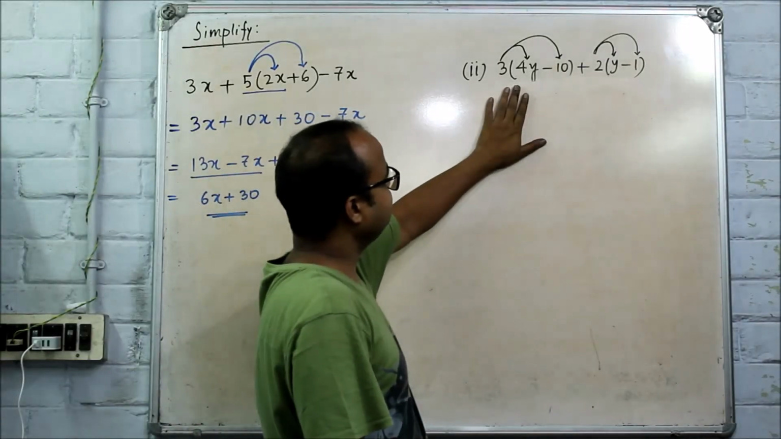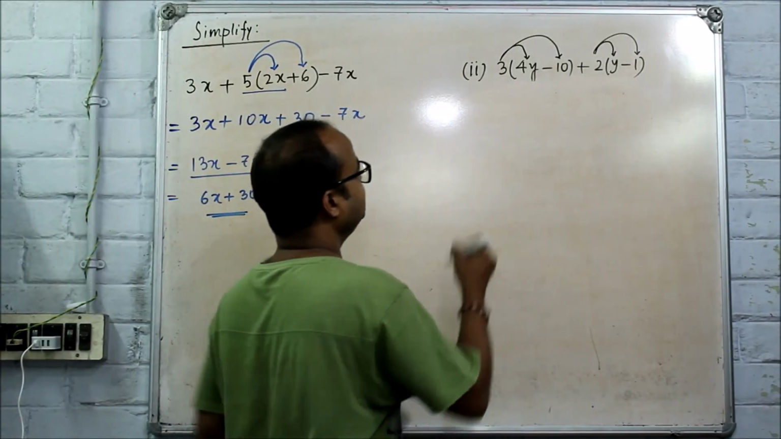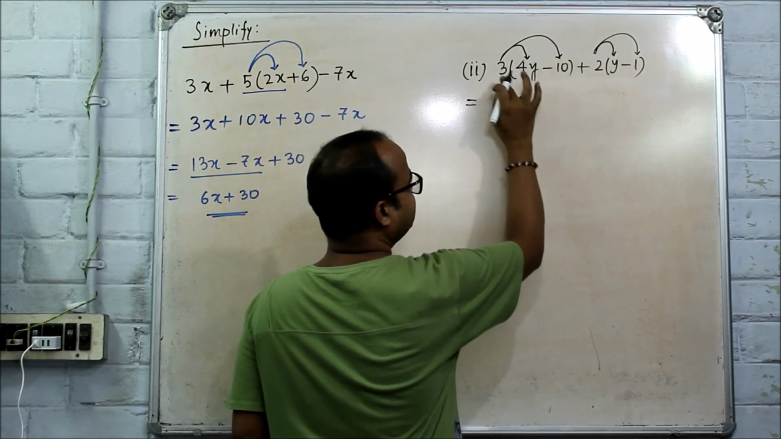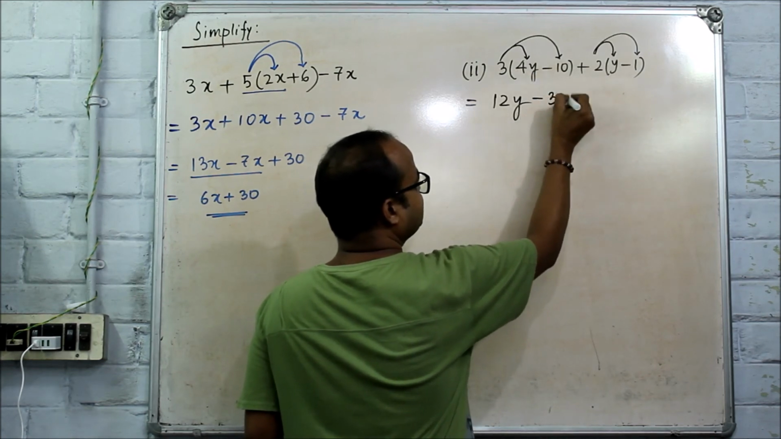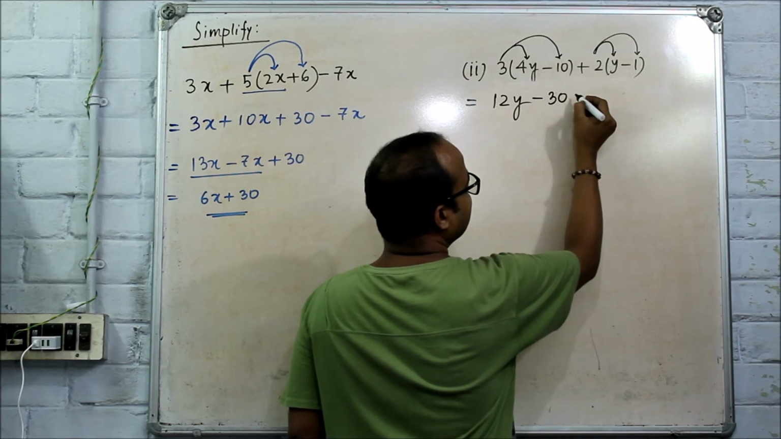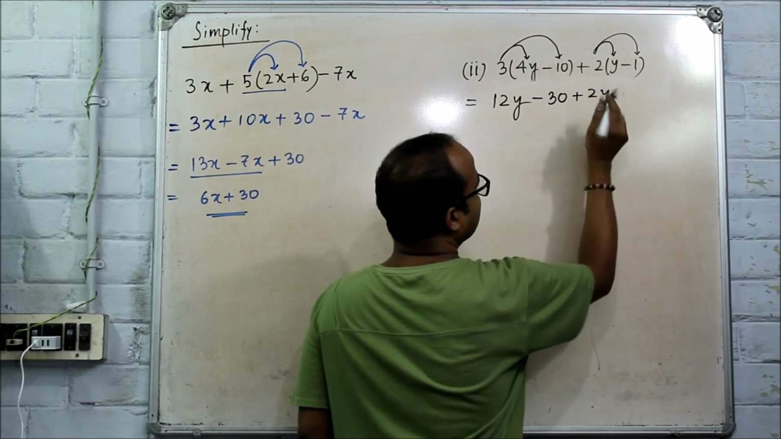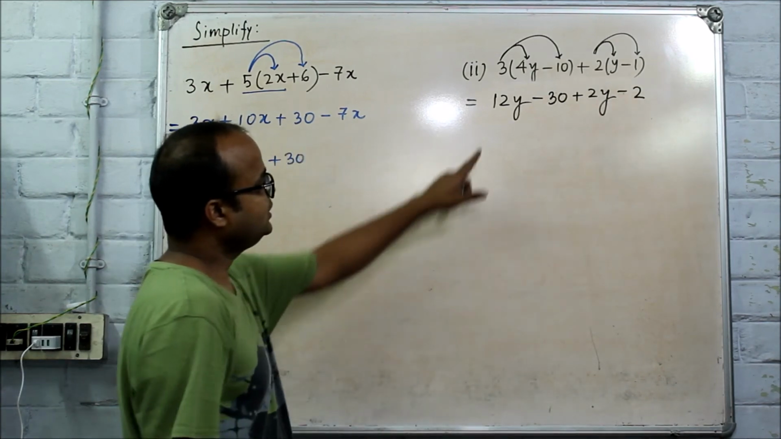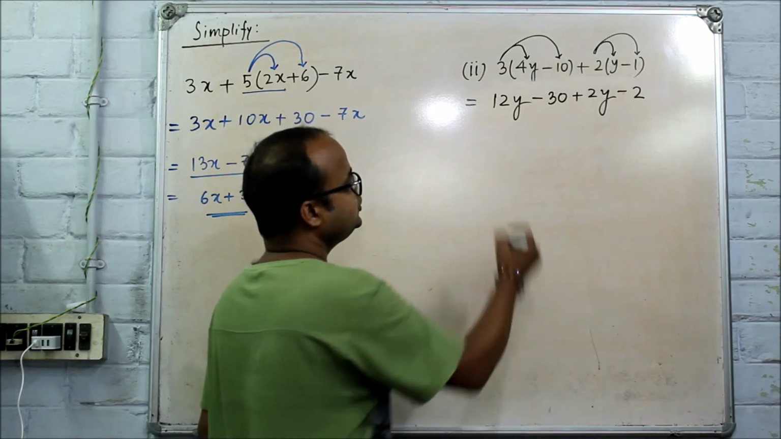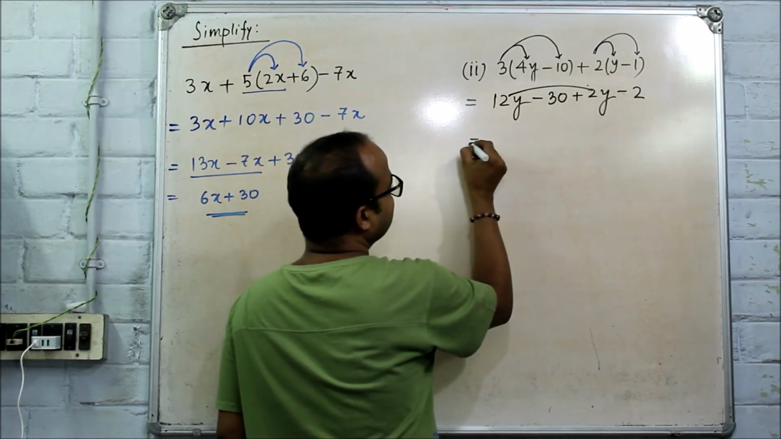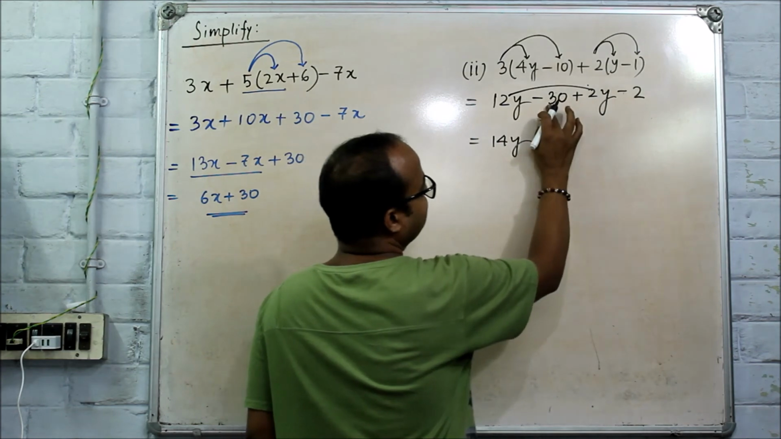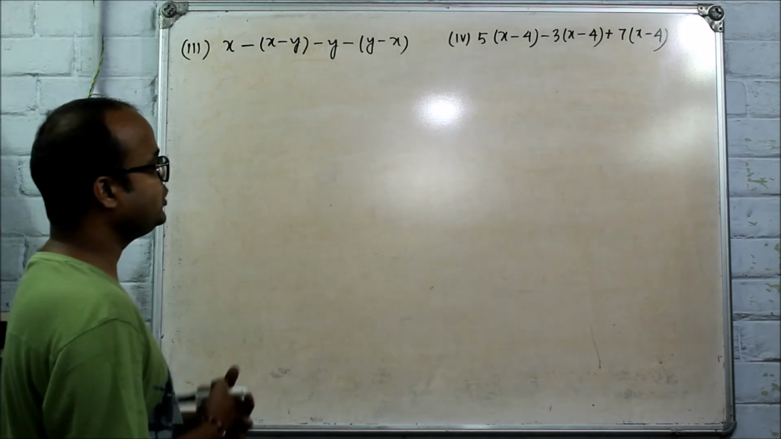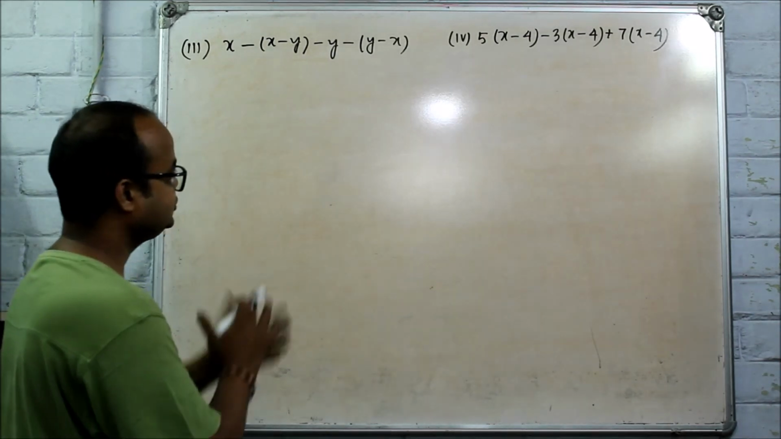Let us move into this problem. So we multiply 3 into 4, 12y, 3 into 10, 30, plus minus minus, so minus 30. 2 into y, 2y, and 2 into 1, 2. 12y plus 2y, these two are like terms. So you will get 14y, minus 30 minus 2 is equal to minus 32. Let us discuss these two problems before we conclude this topic.